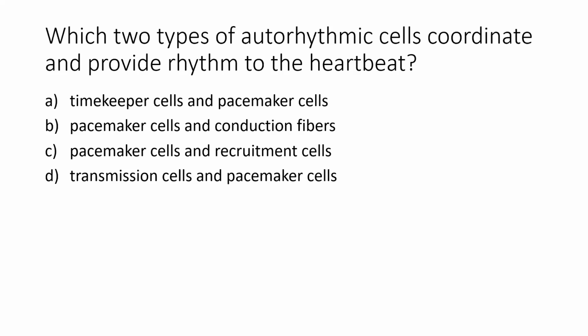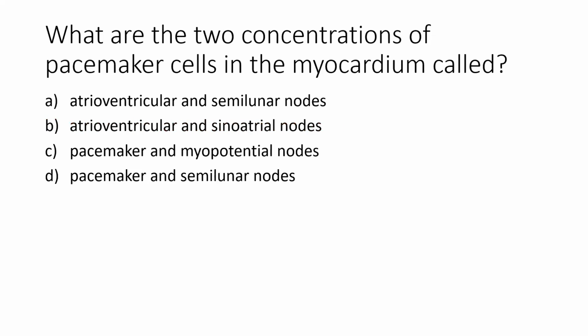So that is correct. None of the other cells make sense. Transmission cells is not a thing, neither is timekeeper cells or recruitment cells. So the only viable option is the pacemaker cells and the conduction fibers. And remember, we talked about these specific groups of cells having that pacemaker potential, being able to spontaneously depolarize and then passing that electrical activity on to other cells, such as the contractile cells. Okay, let's look at another.